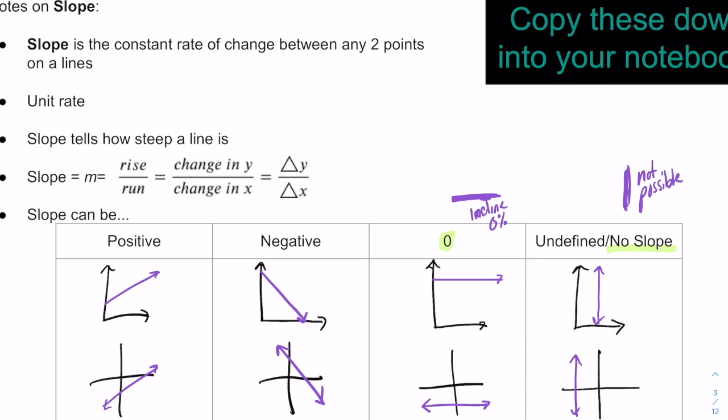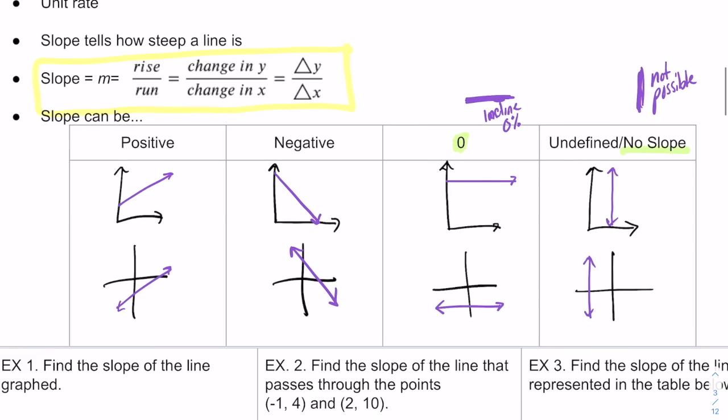It just happens to be the number 0. For undefined or no slope, we cannot find a value for the slope. It doesn't exist in our number system. So the next thing that we're going to do is to use what we know about slope to find the slope in a few different situations, okay?